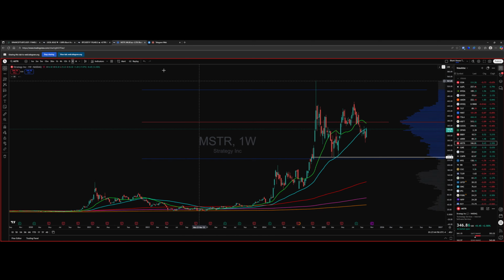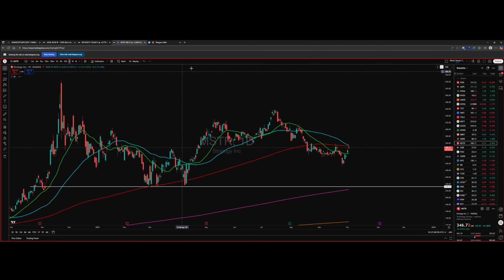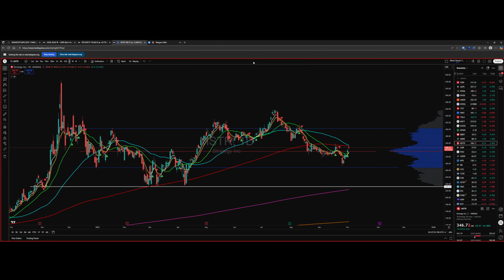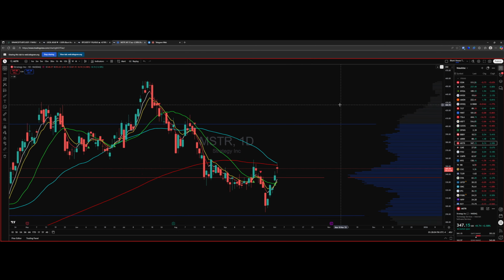This is MicroStrategy's weekly chart. I know some of you like to look at this chart. What do you see? Blow this up. 50 MA, 200 MA, doji candle at the top of a move up. Interesting.